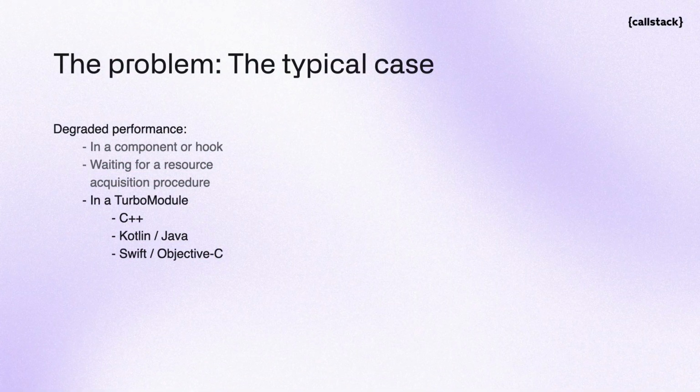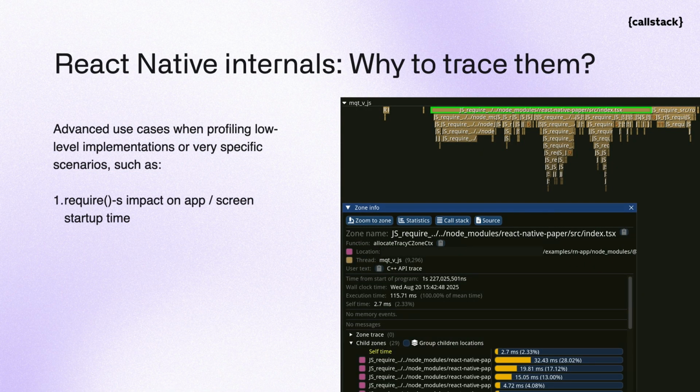What's blocking you may be an asynchronous operation, such as an event, network request, or queue. The same applies to code written in C++, Kotlin, Java, Swift, and Objective-C. Advanced use cases could also include tracking of requires impact on app or screen startup time.